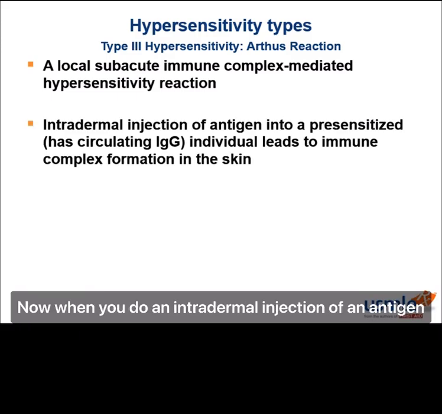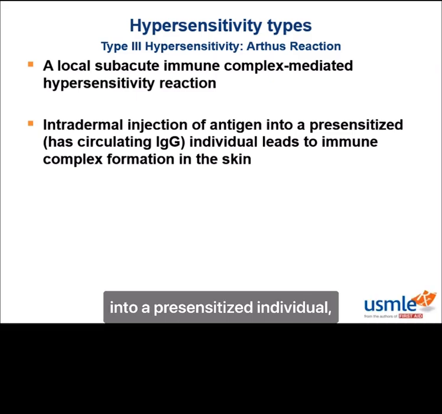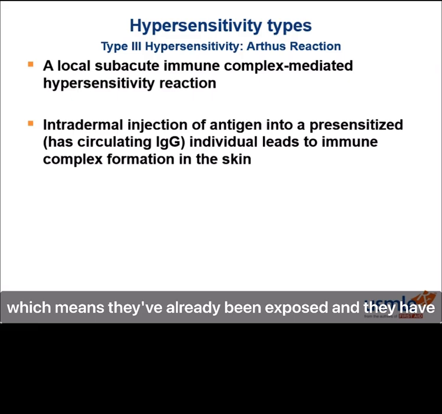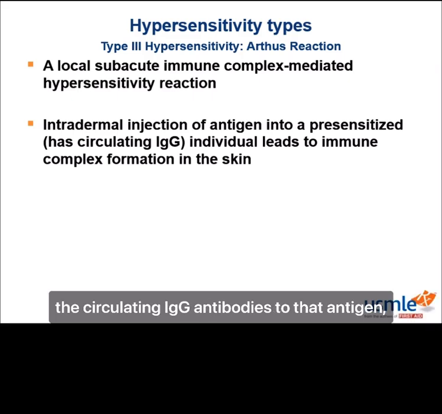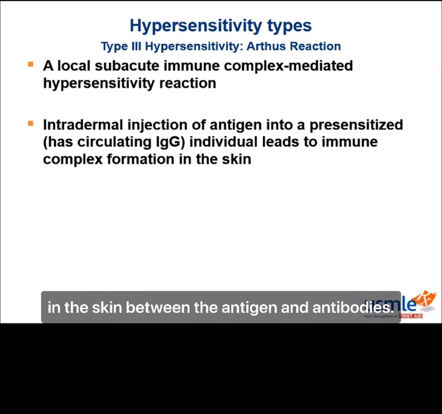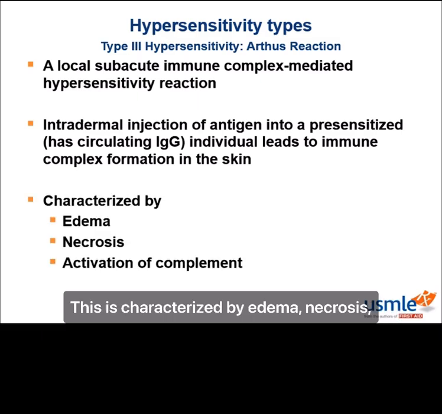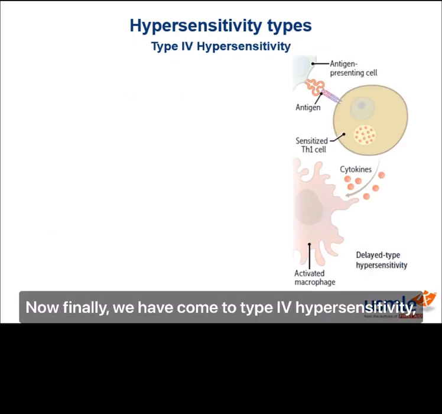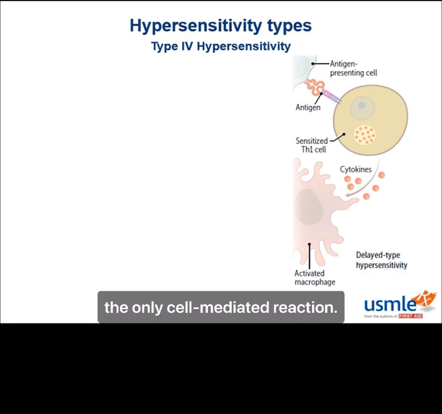Now, when you do an intradermal injection of an antigen into a pre-sensitized individual, which means they've already been exposed and they have the circulating IgG antibodies to that antigen, then there can be the formation of immune complexes in the skin between the antigen and antibodies. This is characterized by edema, necrosis, and the activation of complement. Now, finally, we have come to type 4 hypersensitivity, the only cell-mediated reaction.